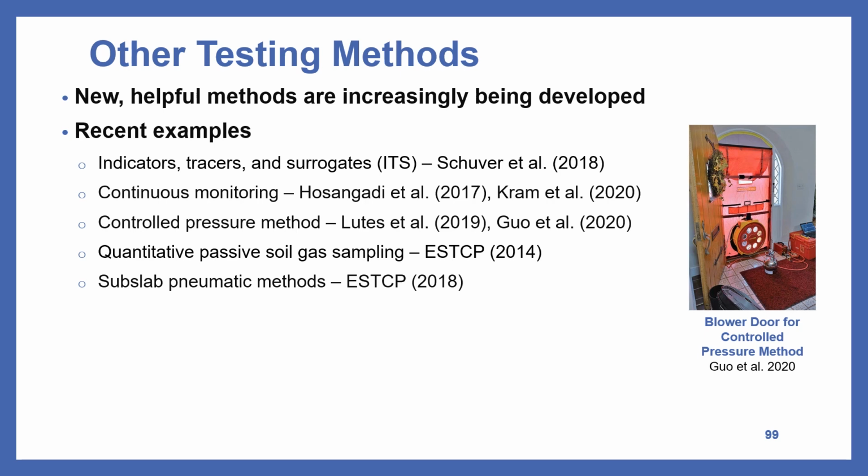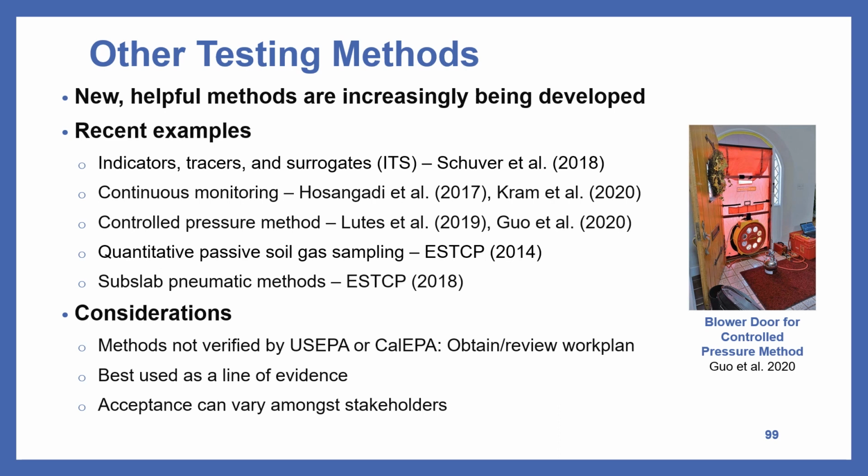Some of the things to keep in mind are, most of these methods are not verified by US EPA or Cal EPA. So it's going to be incumbent for the regulators to have a work plan to be able to review, and they're probably going to have to consult their colleagues that may or may not be familiar with this. And so these methods are best used as another line of evidence, and be aware that acceptance can vary among stakeholders and might require a fair bit of communication if this line of evidence or these lines of evidence are being heavily weighted.